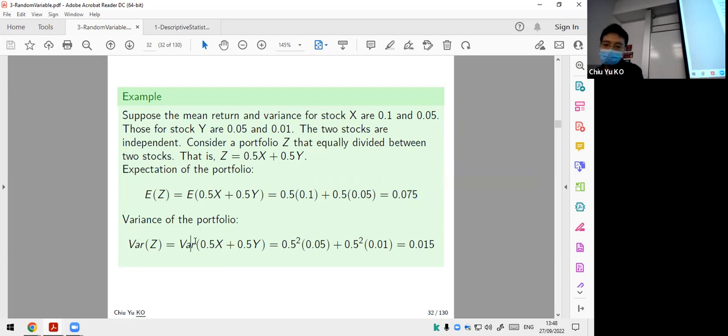And the variance is rather simple. It's just the variance of the two. Do note that the main tricky part is you take the 0.5 out, it becomes 0.5 squared. Okay, that is the only thing I want to remind you. It's not that straightforward compared to the expected value case. This is a key thing here. Okay, and that's how you get the result.